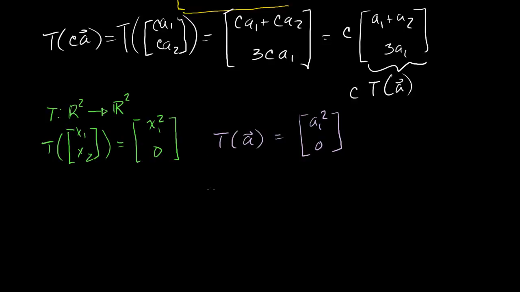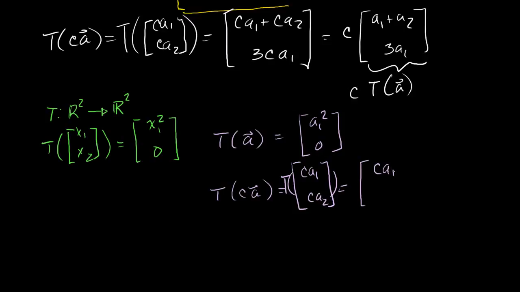Now, what would be my transformation if I took c times a? Well, this is the same thing as c times a1 and c times a2. And by our transformation definition, if I take the transformation of this thing right here, because I'm taking the transformation on both sides, this will just be equal to a new vector in our codomain, where the first term is just the first term of our input squared. So it's ca1 squared, and the second term is 0. And what is this equal to? This is equal to c squared a1 squared, and this is equal to 0.